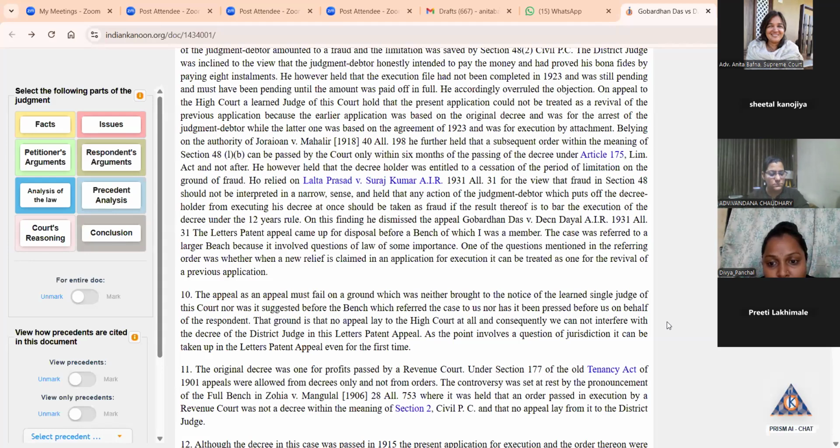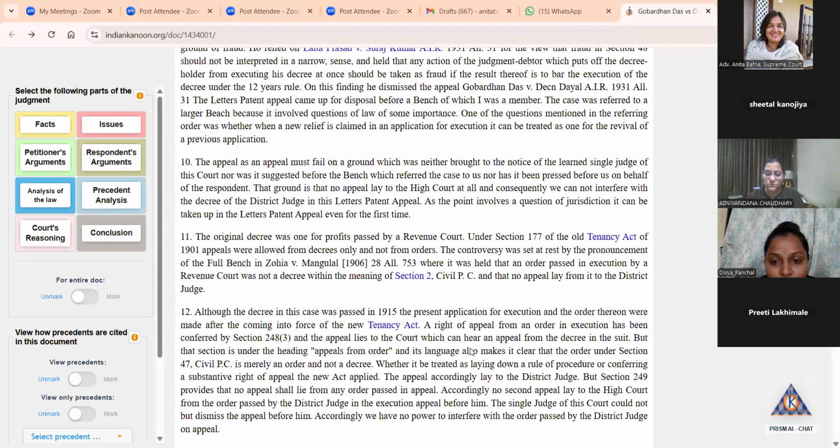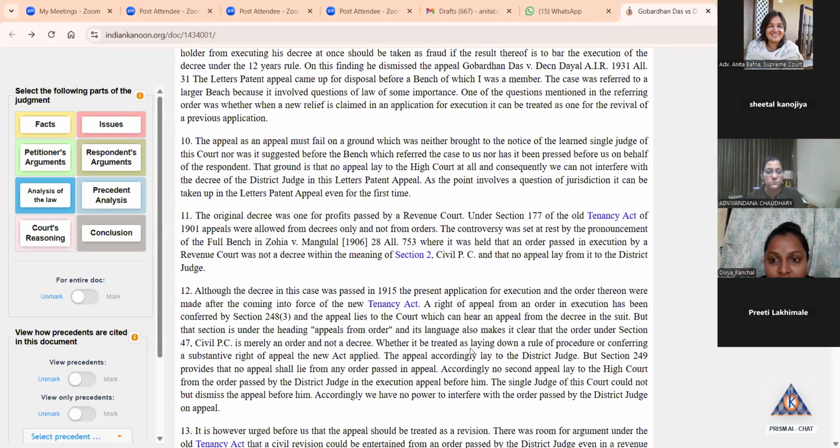As the point involves a question of jurisdiction, it can be taken up in the letters patent appeal even for the first time. The original decree was one for profits passed by a revenue court under Section 177 of the Old Tenancy Act of 1901. Appeals were allowed from decrees only and not from orders.